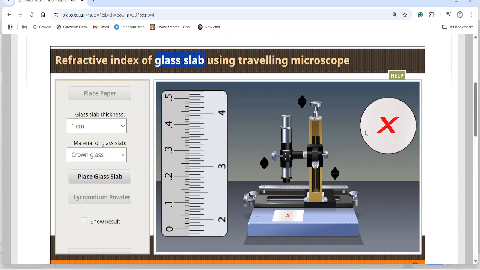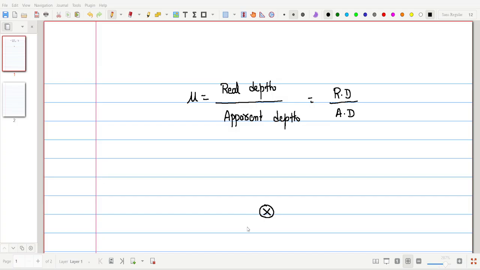Here I'm showing it macroscopically. Right now it is clearly focused. If you look through this microscope, you can see this cross mark very clearly. Now take this reading. The reading I am taking is without the glass slab. This is R1, which means without the glass slab.